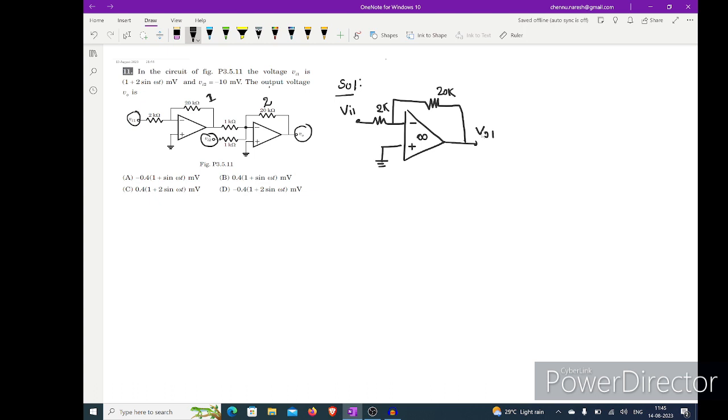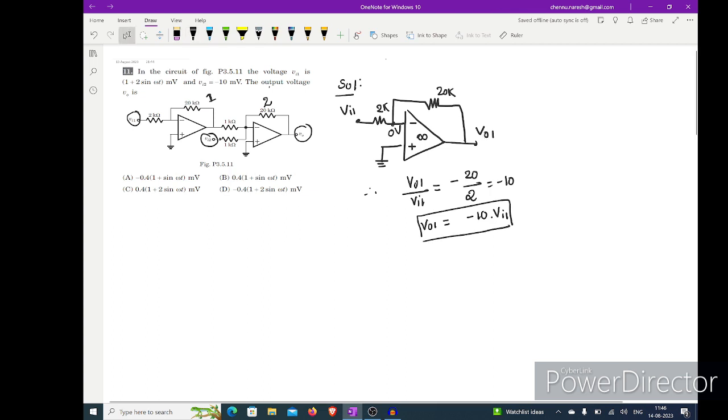So the virtual ground concept will be applicable, so here we'll get 0 volts. From this, it's a basic inverting configuration op-amp. So V01 by Vi1 is equal to minus 20 by 2, it's like minus 10. So V01 equals minus 10 times Vi1. This is the output of the first op-amp circuit.